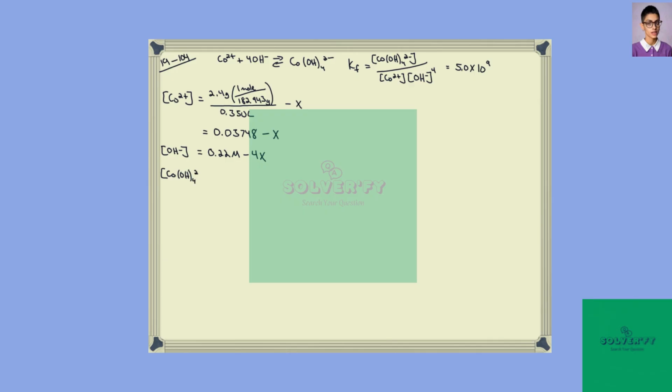Then I can calculate the concentration of my product at equilibrium. If this decreases by X, this decreases by 4X, then this will increase by X, just looking at the coefficients. So I'll define my concentration of the complex ion at equilibrium as X. Now I'll make the assumption, because we have a large equilibrium constant, that essentially all of the cobalt is going to be consumed because we have a much higher concentration of hydroxide. The hydroxide will be left over in excess.